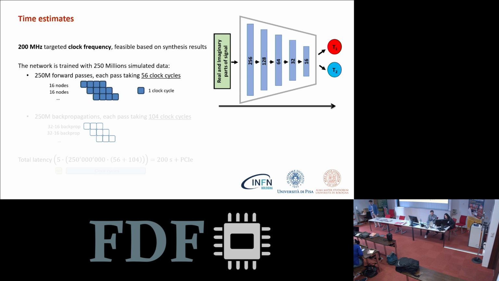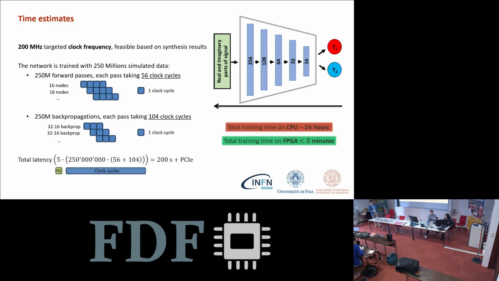Now, coming to the end, how long will the training take? If we take into consideration the clock frequency of 250 megahertz and all the necessary times that we need to iterate over our blocks, we have 56 clock cycles for one block of nodes. We have 250 million data to give as input to the network. And the same for the backpropagation, 104 clock cycles for one block of backpropagation, and we have 250 million backpropagations to be performed. So if we do the calculations, we get a total training time of 200 seconds. So we are below the 5 minutes. So this is an acceleration factor of about 200 with respect to the standard CPU.